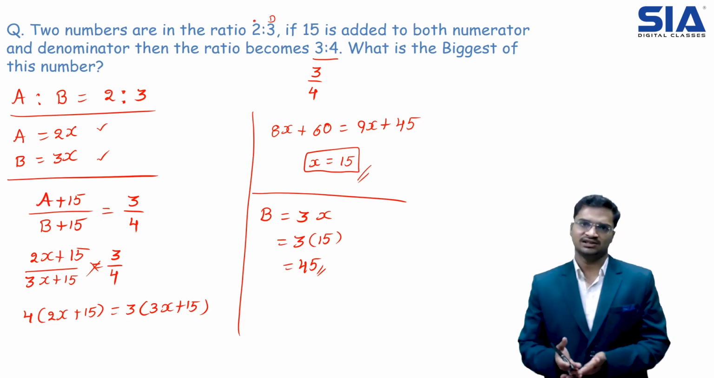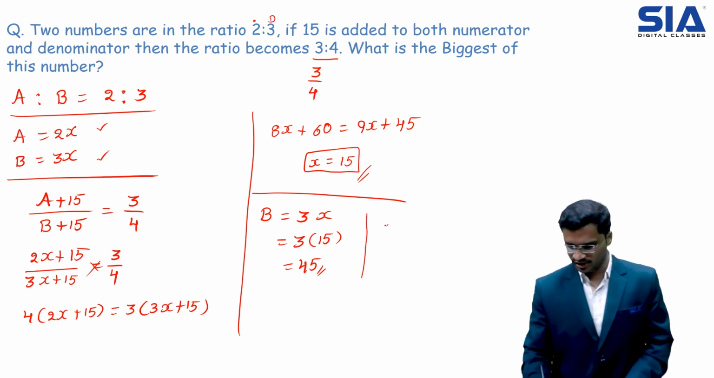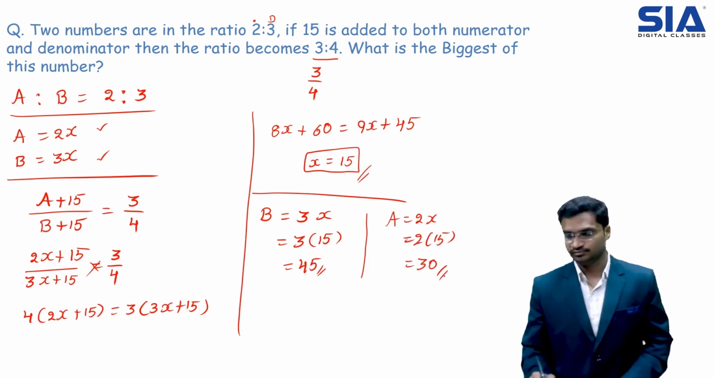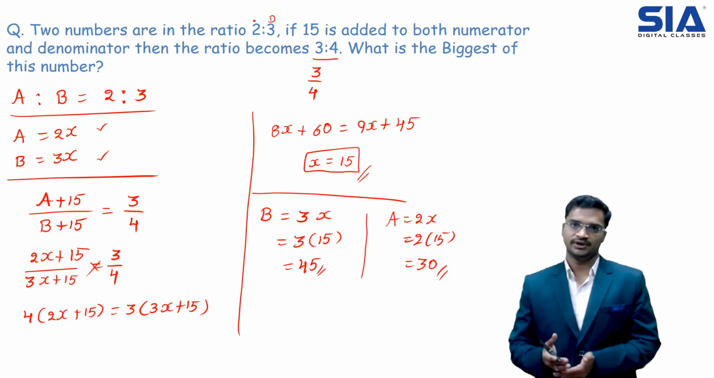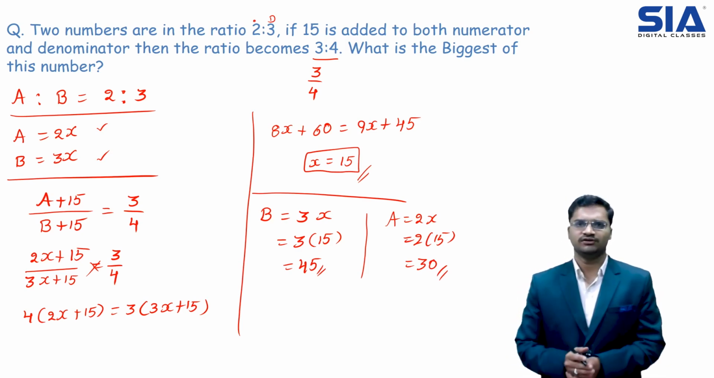If he is asking for the smaller number, then A is equal to 2x, which is 2 into 15. Then the smaller number is 30. So the first number is 30 and the second number is 45.